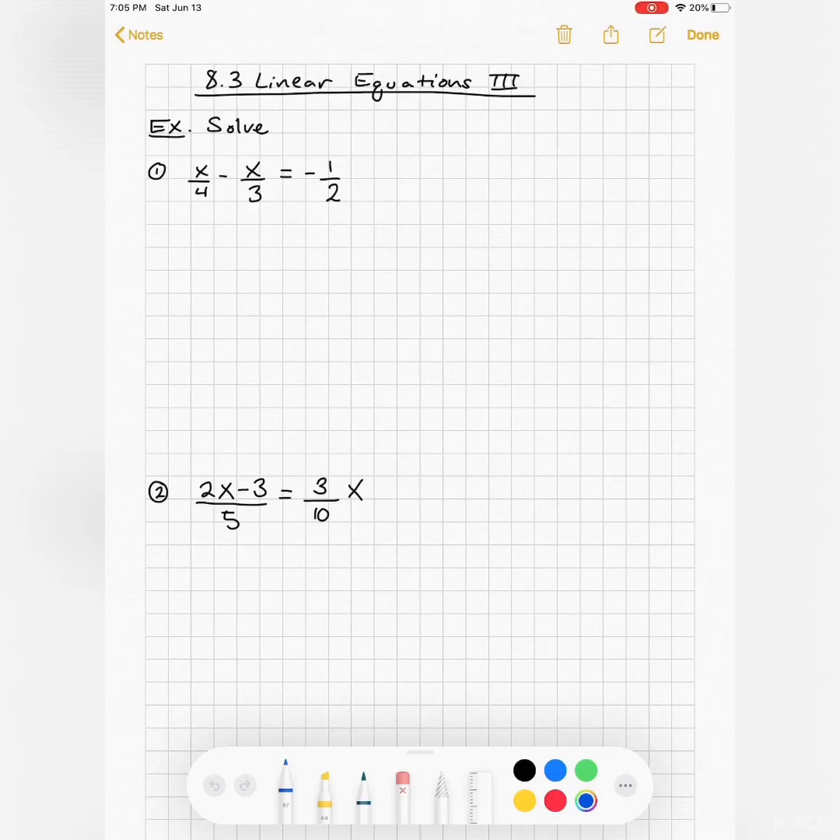Continuing the discussion on linear equations here in 8.3. So these problems are very similar. Looking at something like number 1 here, this is one where I would say, let me find the LCD for the whole equation, and then go ahead and multiply both sides by the LCD. So that would be 12, right?